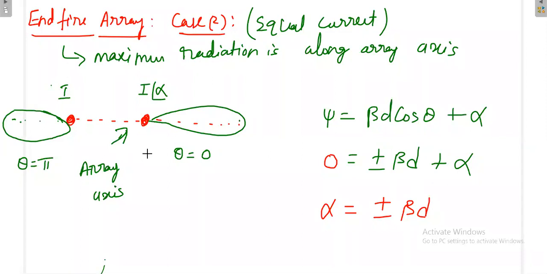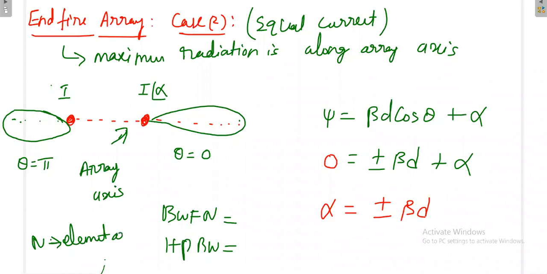Then you just find out the beam width between the first null and the half power beam width for the end fire array. But whenever you write the beam width between the first null and half power beam width, that is clearly not for a 2 element array, that is always for an n element array, because this can be extended to n element array.